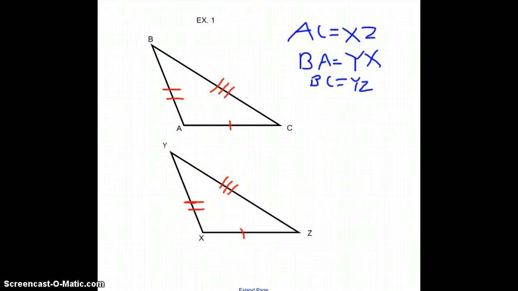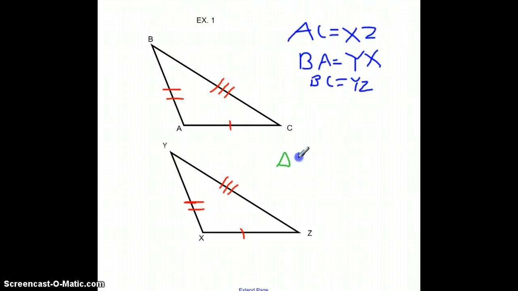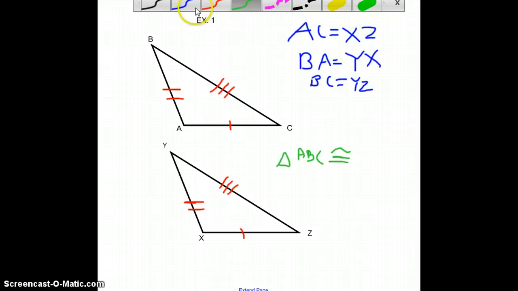Okay, so we can say triangle ABC is congruent, and this means congruent right here: an equal sign with the squiggly line on top of it. Maybe I should have put that here as well. I'll fix those up real quick. Okay, so that's the sign for congruent.